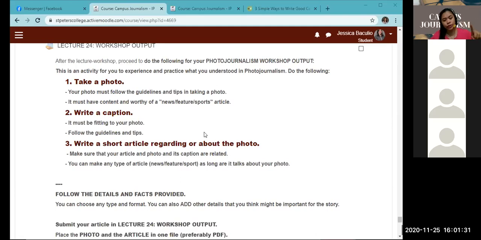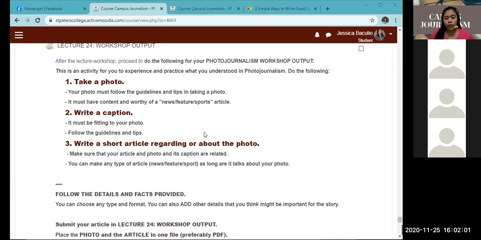So first, take a photo. It's either for a sports article, a feature article, or a news article. For example, you can visit an evacuation center. You can take a photo of that, write an article about it, and write a suiting caption. And then second step, write a caption. It must fit your photo and follow the guidelines and tips.